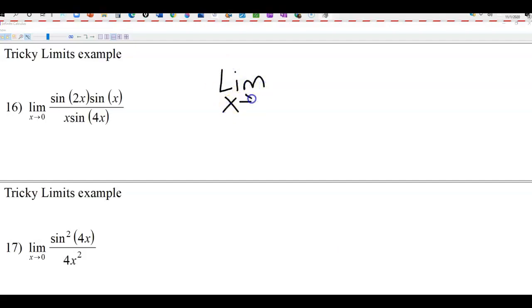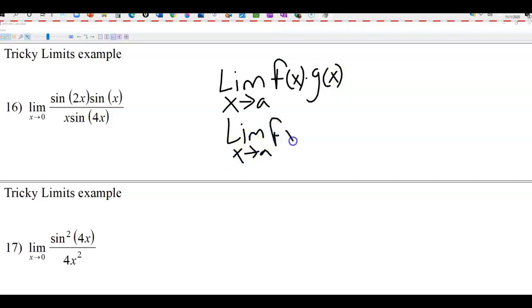A little while ago, we talked about properties of limits. If you have the limit of f of x times g of x, you can find the limit of this by taking the limit of f of x at a and the limit of g of x at a separately, and then just multiply them together.